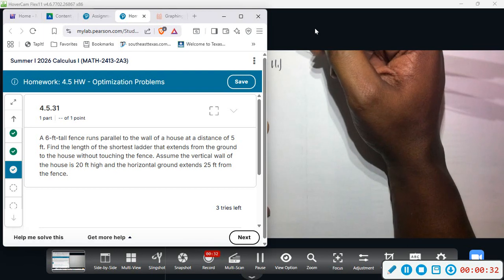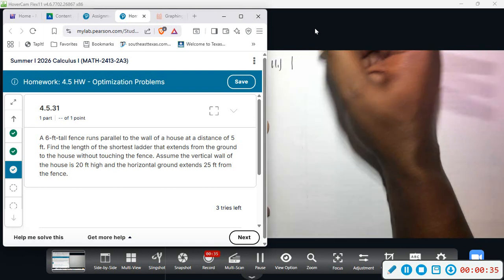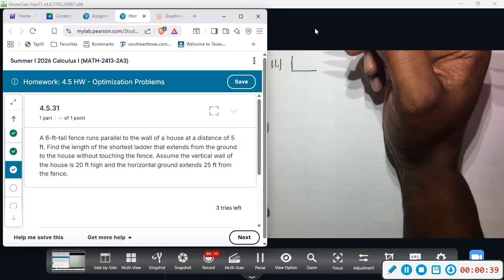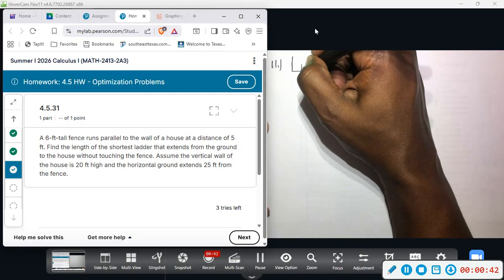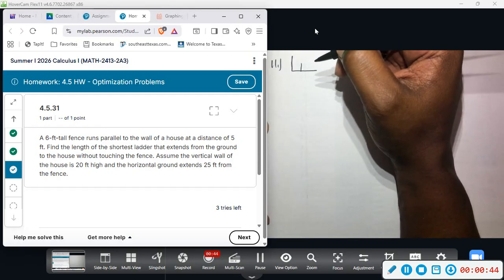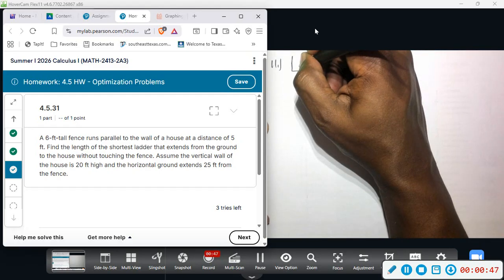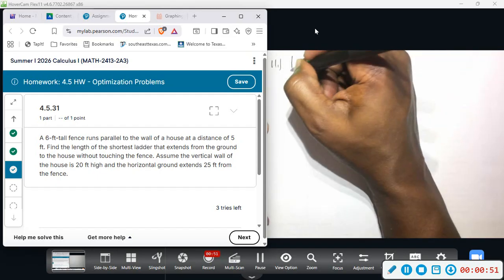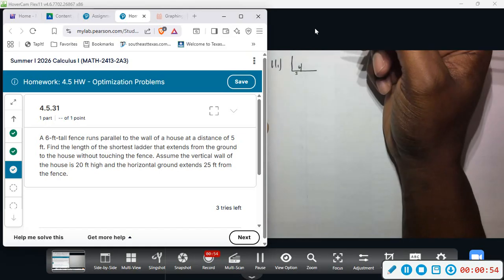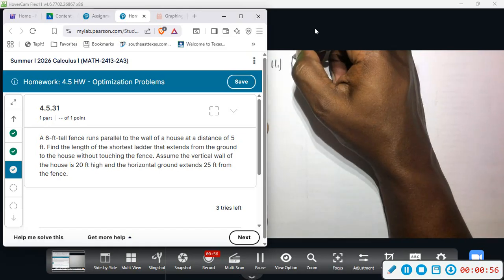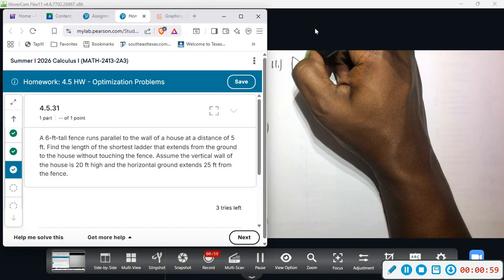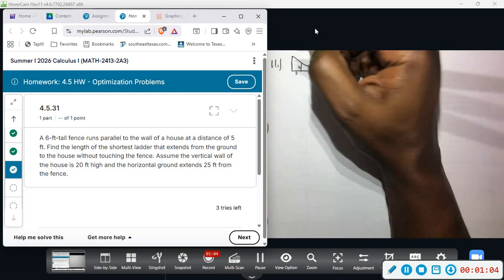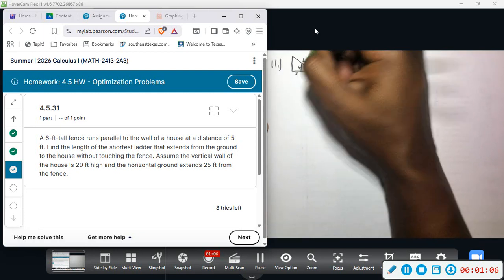All right, so number 11, we have a house. I'm just going to use that as the house. Ground is so long. And then we have a fence part way, not quite as tall as the house. Fence is 6 foot. The distance from the house to the fence is 5 foot. And then we're going to put a ladder up against the house so that it just clears that fence and hits the ground. I want to find the shortest length of this ladder. We can call the length L.